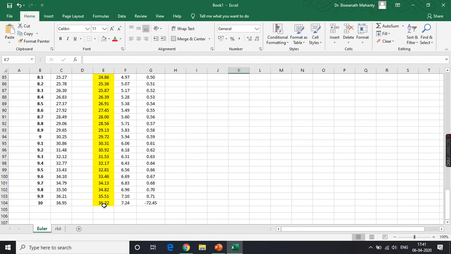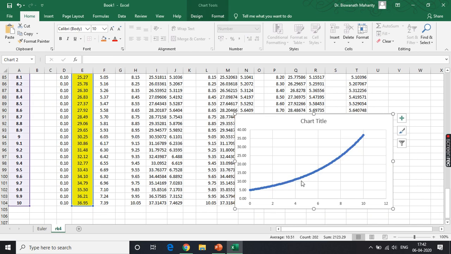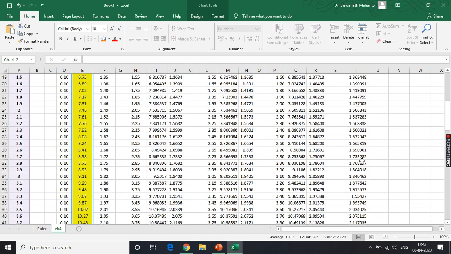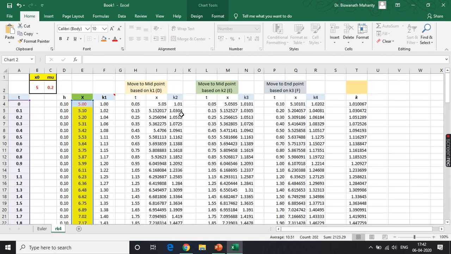But when we did it with Euler's method, you see it was 36.22. Some deviation was there, but for RK4 this part is perfectly matching, near perfect matching. Error is negligible. So with this approach we are going to get the solution vector for the RK4 algorithm. I hope you understand.